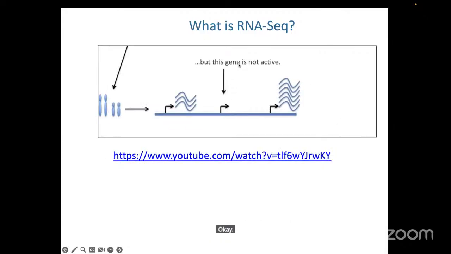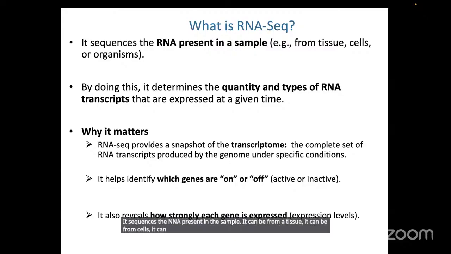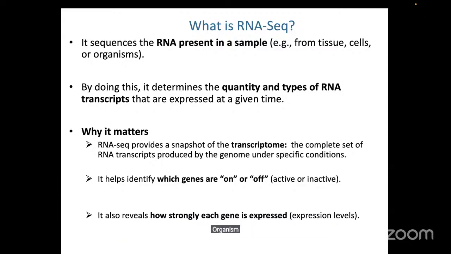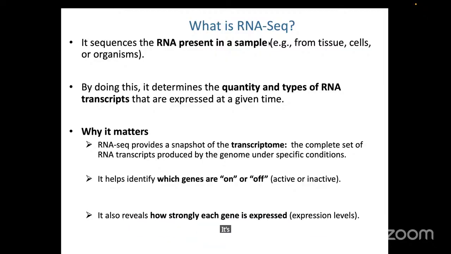Okay, thank you. So what's RNA-seq? It sequences the RNA present in a sample. It can be from a tissue, from cells, or from an organism. By doing that, you determine the quantity and types of RNA transcripts that are being expressed at a given time. So why does it matter? It provides a snapshot of the transcriptome, what's being transcribed.